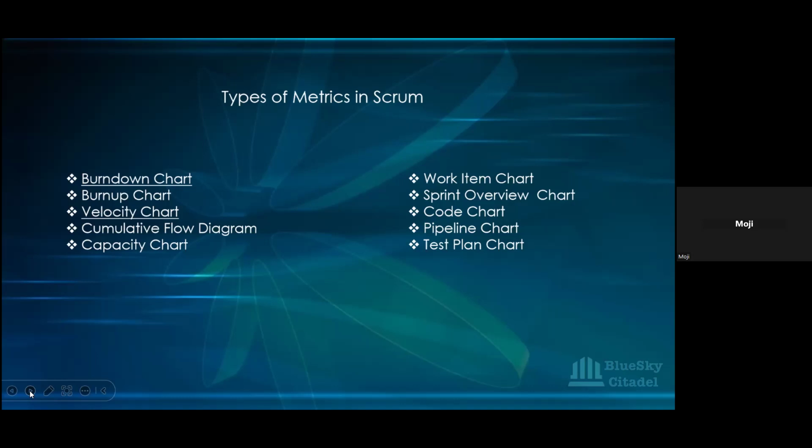Used again by the developers and the testers, and then the test plan chart, used also by the tester. So the tester can use the test plan report to talk about the number of tests they've run during a particular sprint, how many of them passed, how many failed, and all that. They're able to do that using the test plan report. They're able to do that also.